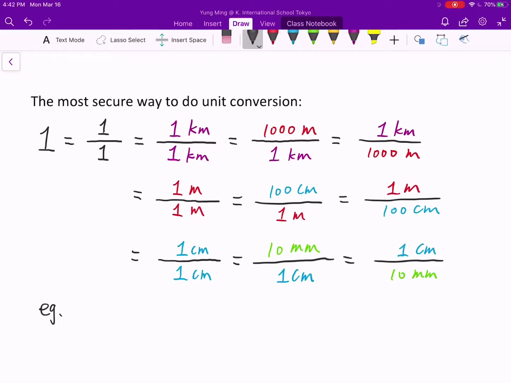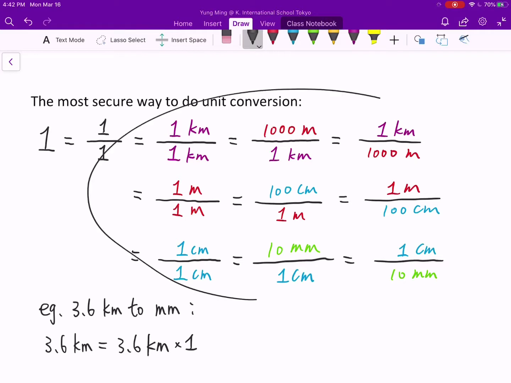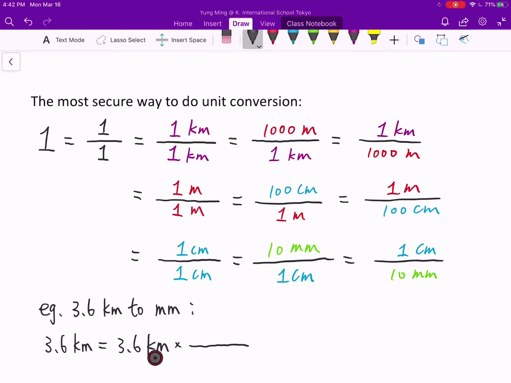The example is we want to convert 3.6 kilometers to millimeters. Okay, so let's go. We start from 3.6 kilometers. Now we first of all know that 3.6 kilometers equals 3.6 kilometers times 1. Right? Of course, that's going to be lame, but we know that this 1 is equal to this whole bunch of stuff over here, so we can use any one of them as long as they're convenient to us. So we're going to replace that 1 with something that can cancel out my kilometers, because I don't want to see this kilometer over here anymore. I want to get rid of that.